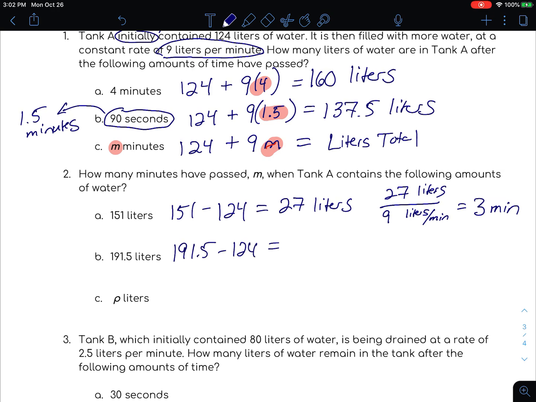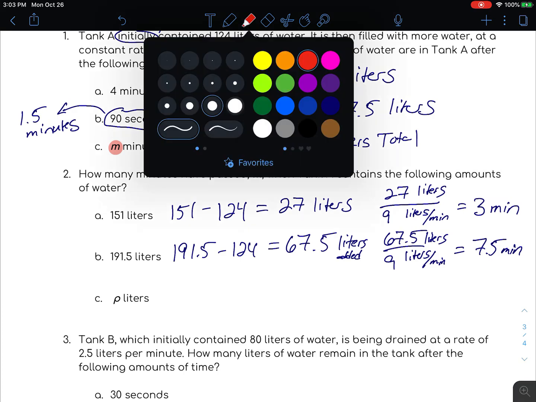If we were all the way up to 191.5, well, let's see. Subtract our original amount, that gets us 67.5 liters added. Again, let's remember that's the amount that's been added on at 9 liters per minute. So 67.5 liters divided by 9 liters per minute gets us 7.5 minutes that took.